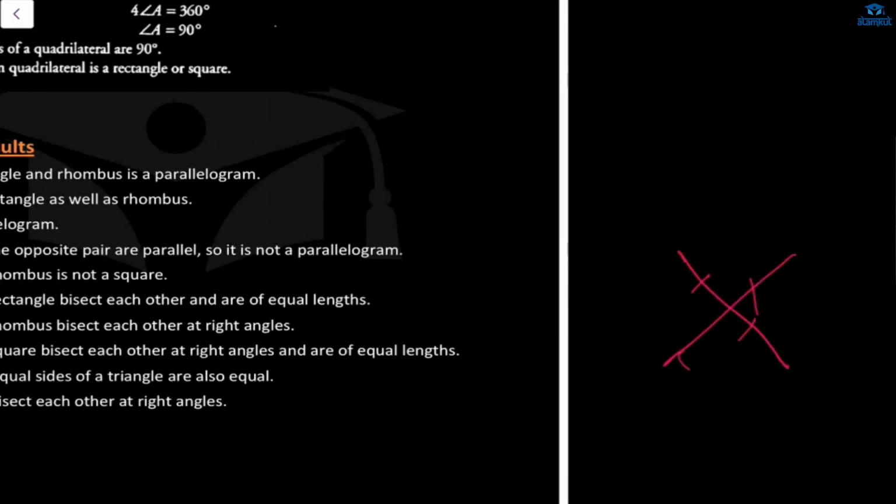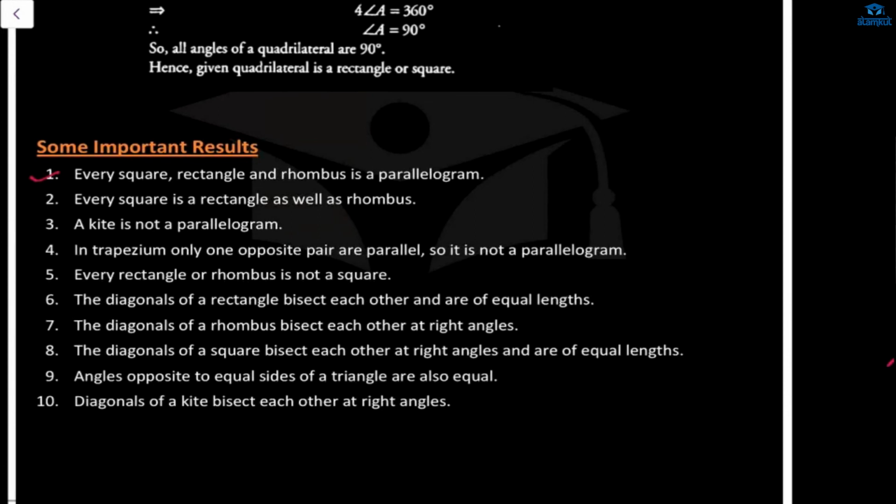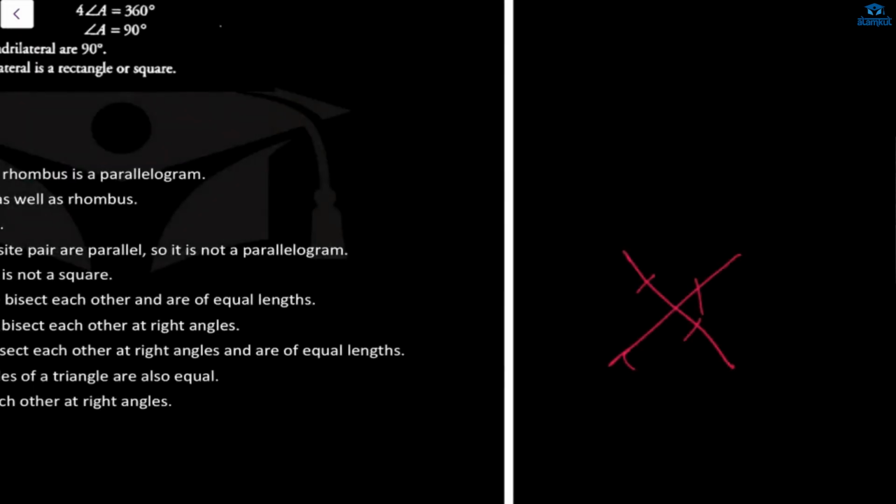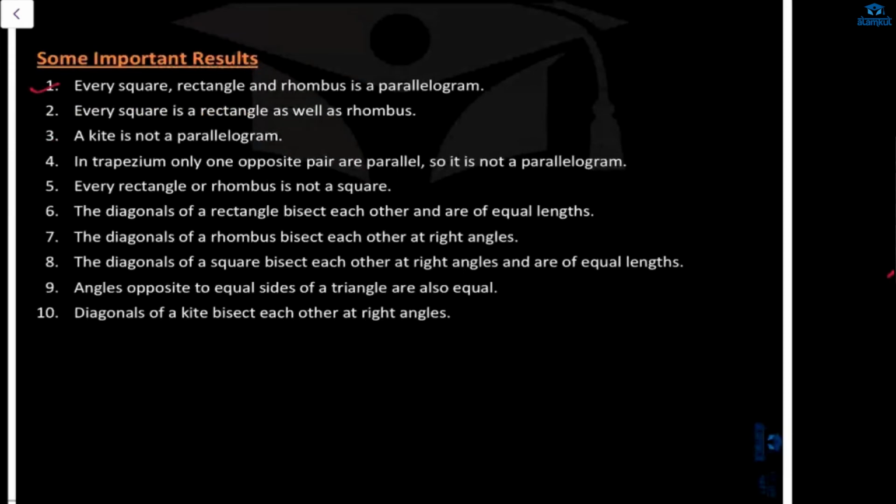The diagonals are of equal length. Similarly, the diagonals of a rhombus bisect each other at right angle. Okay, they bisect each other at right angle. This angle is equal to 90 degrees. The diagonals of a square bisect each other at right angle and are of equal length.